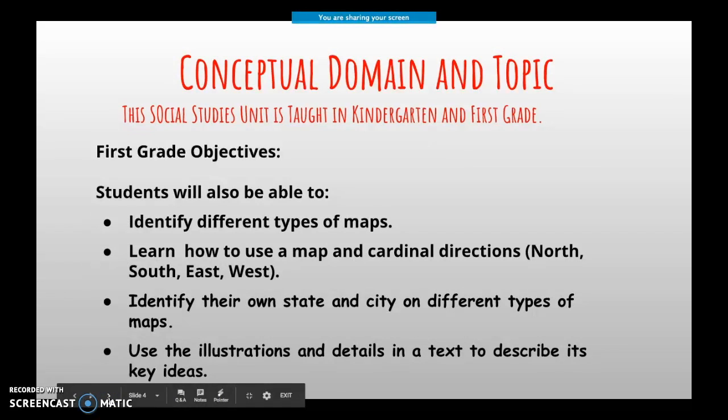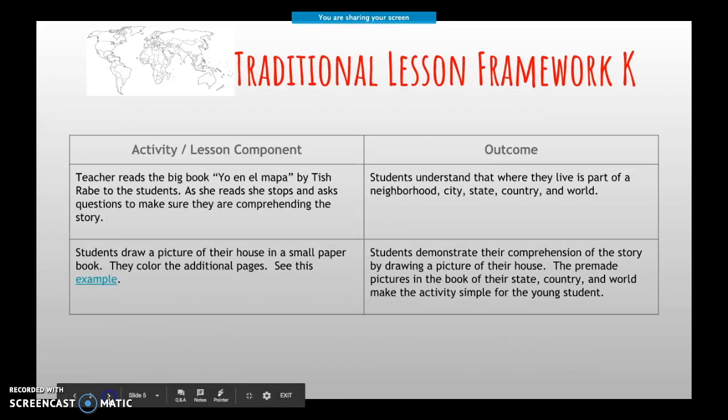In first grade, students will also be able to identify different types of maps, learn how to use a map and cardinal directions, north, south, east, and west, identify their own state and city on different types of maps, and use the illustrations and details in a text to describe its key ideas.